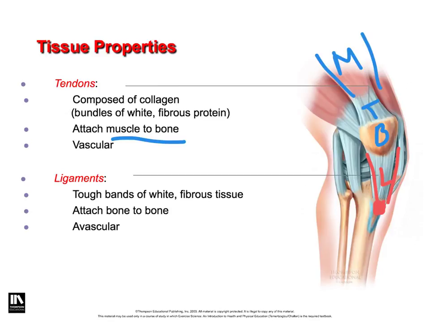Now a couple of things here. Tendons are composed of collagen, which allows to keep your skin elastic and tight. It's got a lot of fibrous protein in it. And tendons are vascular, which means they have their own blood supply.